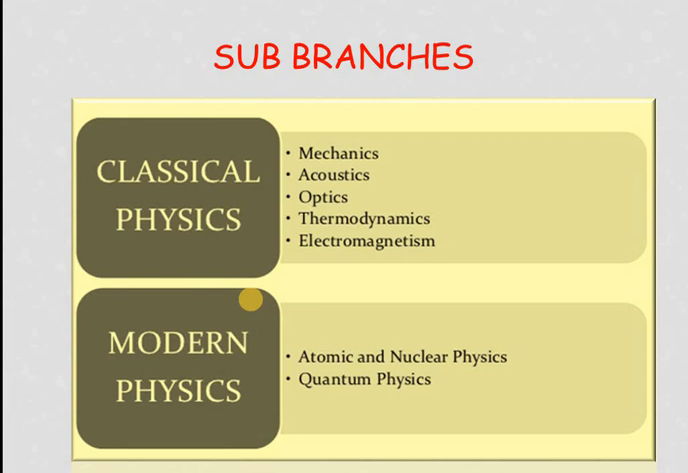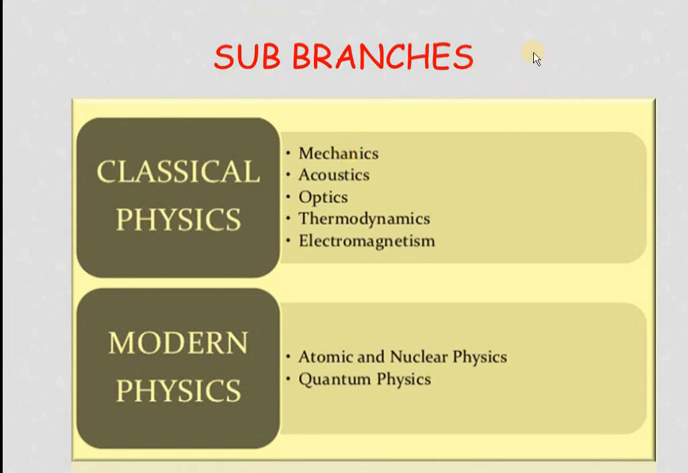Now, we will see the branches of classical physics and modern physics. Classical physics has 5 major branches: mechanics, acoustics, optics, thermodynamics, and electromagnetism. Okay. Now, mechanics we have studied in class 9. Motion of an object in a straight line, then force and Newton's laws of motion, then work, energy, power, all that come under classical physics under the branch mechanics.